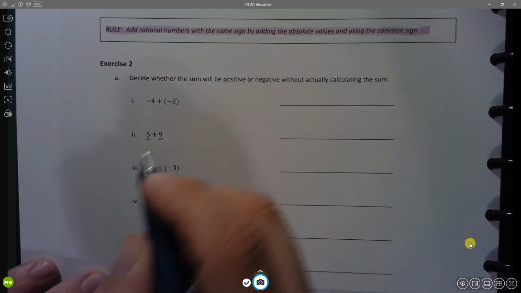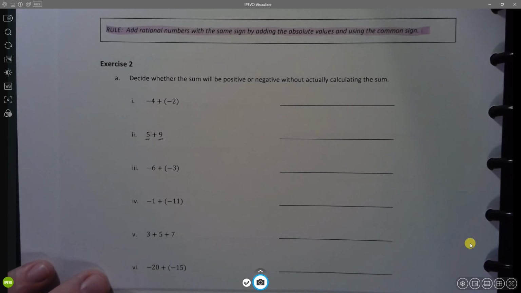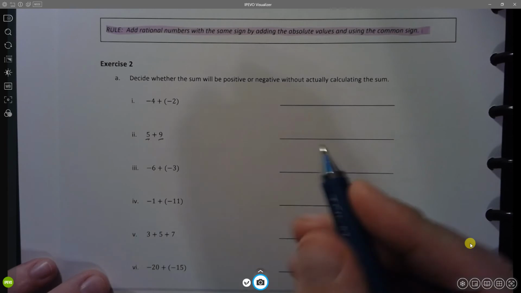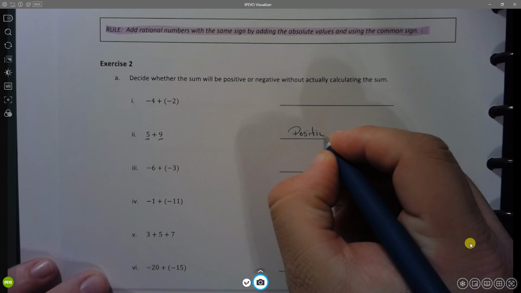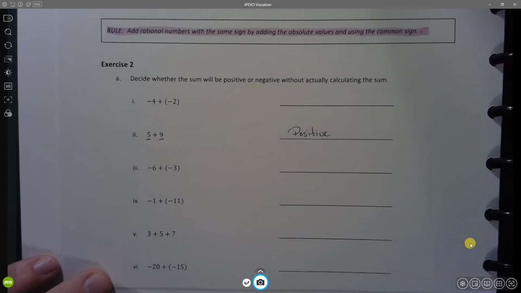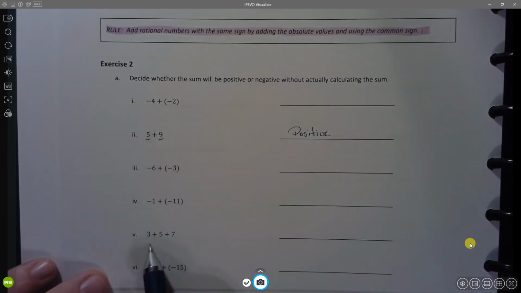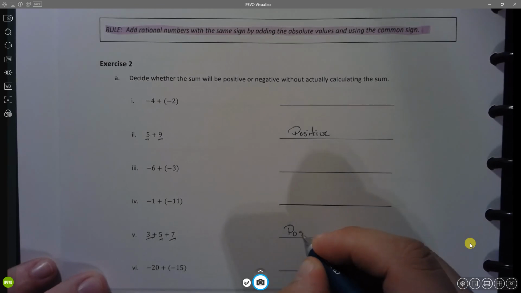+5 plus a +9. Okay, that's simple. That's going to be 14. But 14, is it going to be positive or negative? Well, that's easy. We know that to be positive. All right. What about down here at part 5? +3, +5, +7. So 3 plus 5 is 8. 8 plus 7, 15. 15, positive, negative? Well, all three numbers are positive, so the answer is going to be positive.